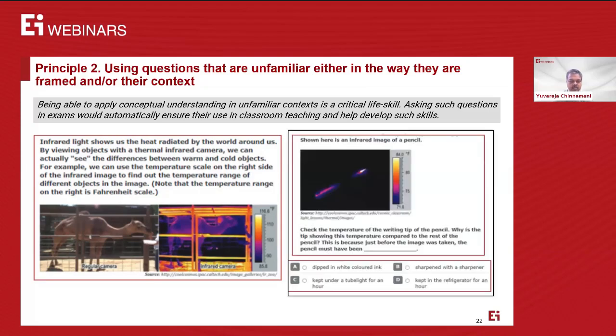To answer correctly, there is option B, sharpened with a sharpener. Students need to understand that when you sharpen a pencil, the friction between the pencil and the sharpener blade generates heat, making the tip warmer than the rest of the pencil. This unfamiliar context, using thermal imaging to detect the heat from sharpening, ensures that students can't just rely on memorized responses about friction.